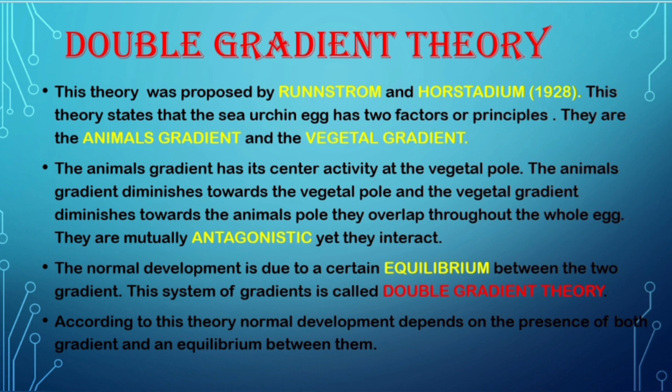The animal gradient has its highest activity at the animal pole. The animal gradient diminishes towards the vegetal pole and the vegetal gradient diminishes towards the animal pole. They overlap throughout the whole egg. They are mutually antagonistic yet they interact. The normal development is due to a certain equilibrium between the two gradients. This system of gradient is called double gradient theory. According to this theory, the normal development depends upon the presence of both gradients and the equilibrium between them.